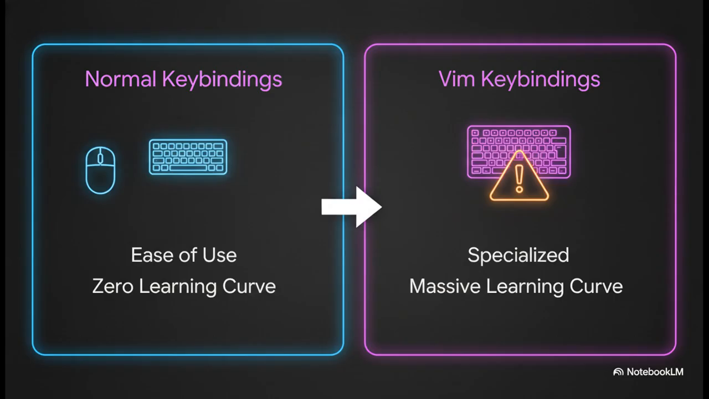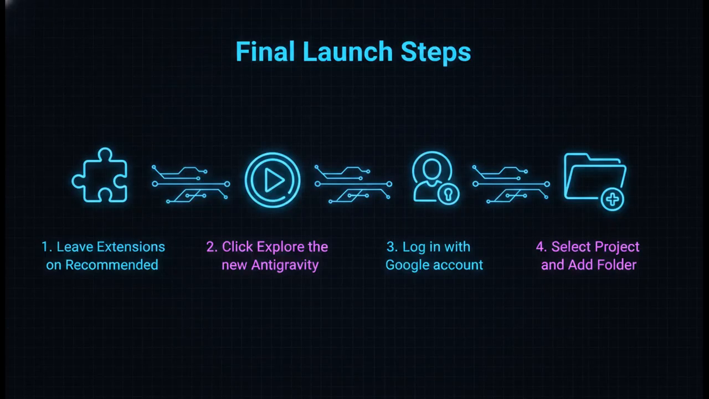Zero learning curve. Vim key bindings, on the other hand, that's like trying to fly a helicopter. It is a highly specialized keyboard-only mode that completely removes the mouse and has a massive steep learning curve. If you turn Vim on by accident, you won't even be able to type a simple letter without knowing specific commands. Do yourself a massive favor today. Leave it on normal. So the crucial point is getting through these final, very satisfying clicks to launch your workspace.